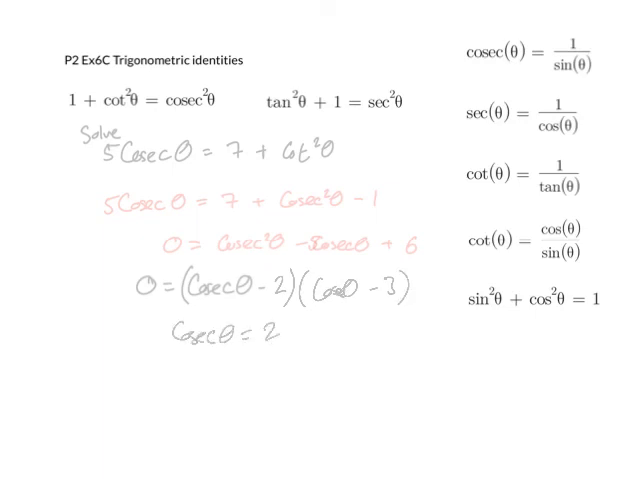And once we have cosec as the subject, we reciprocate both sides to get sine. And we go on and we find our solutions from there.